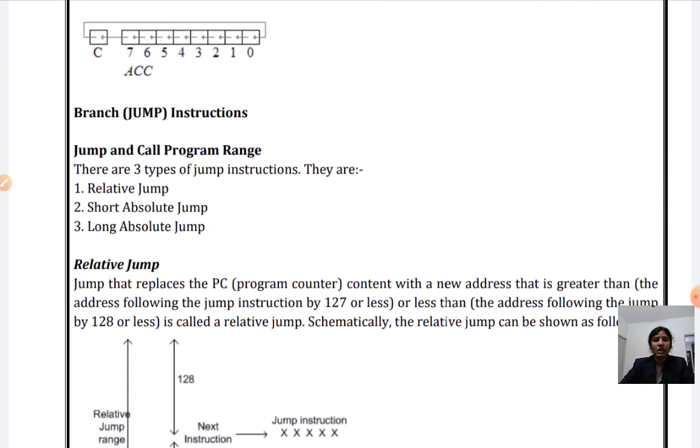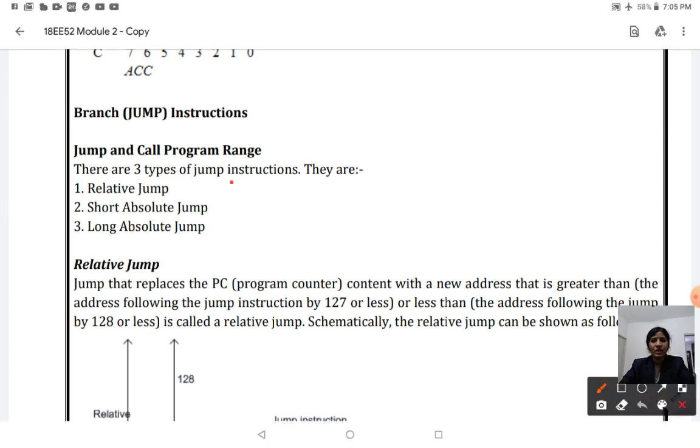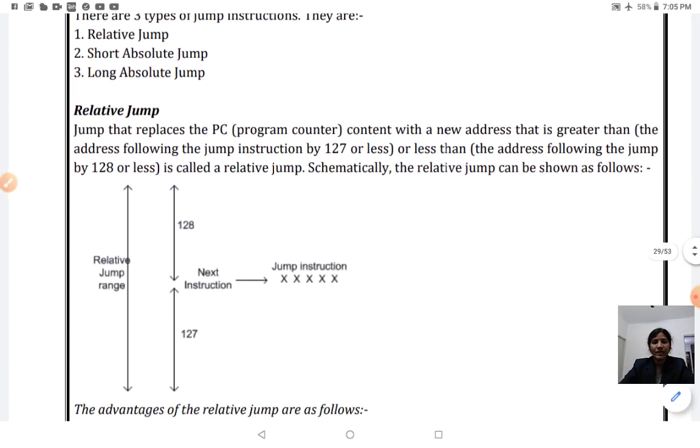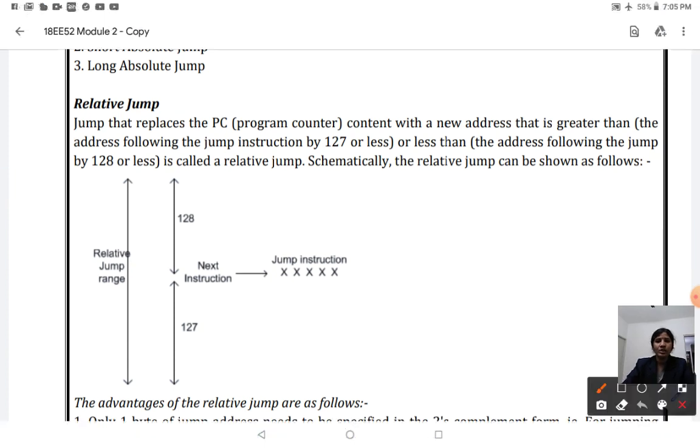So there are three types of jump instruction. One is your relative jump, short jump and long jump. So it depends upon how many bytes of data it is going to jump. In case of your relative jump, your program counter content with a new address that is greater than or less than, it is called a relative jump. So if it is going to be greater than the address following the jump instruction by 127 or less, or the address following the jump by 128 or less, that is in between as shown over here, if any jump instruction is going to happen between this particular range, then it is called your relative jump instruction.